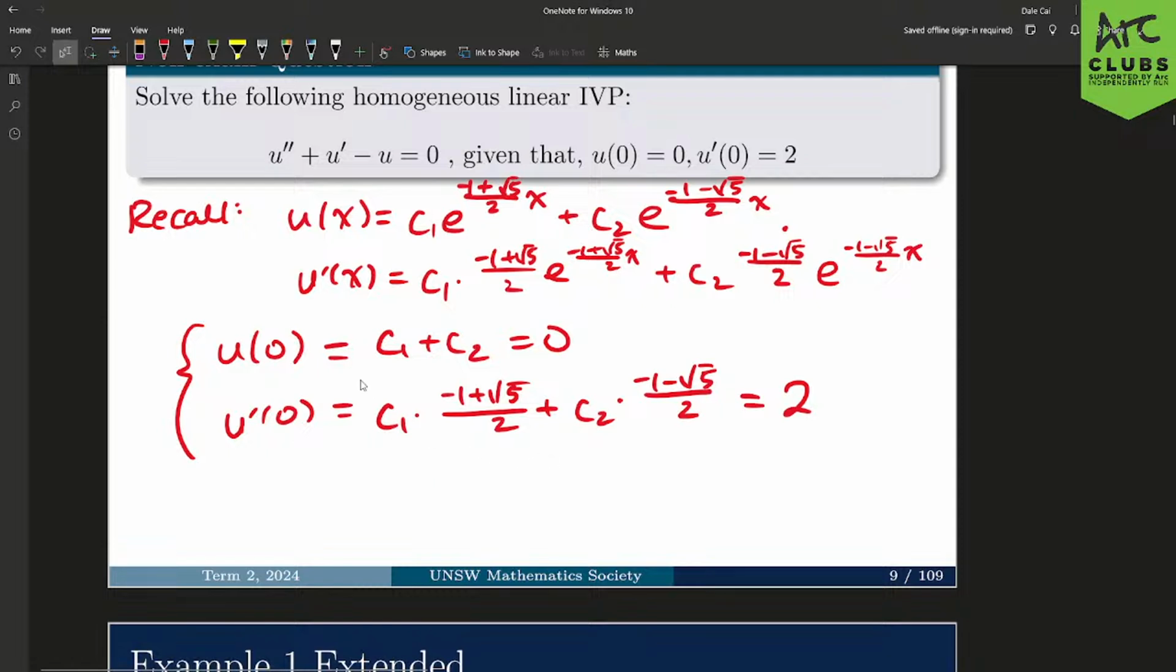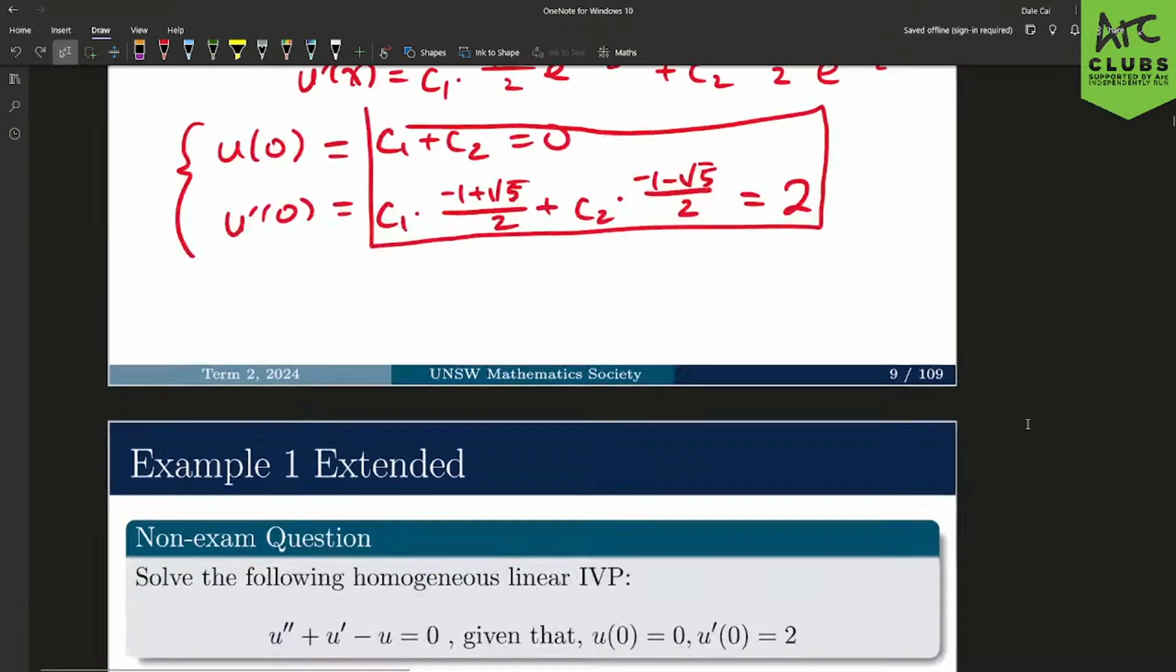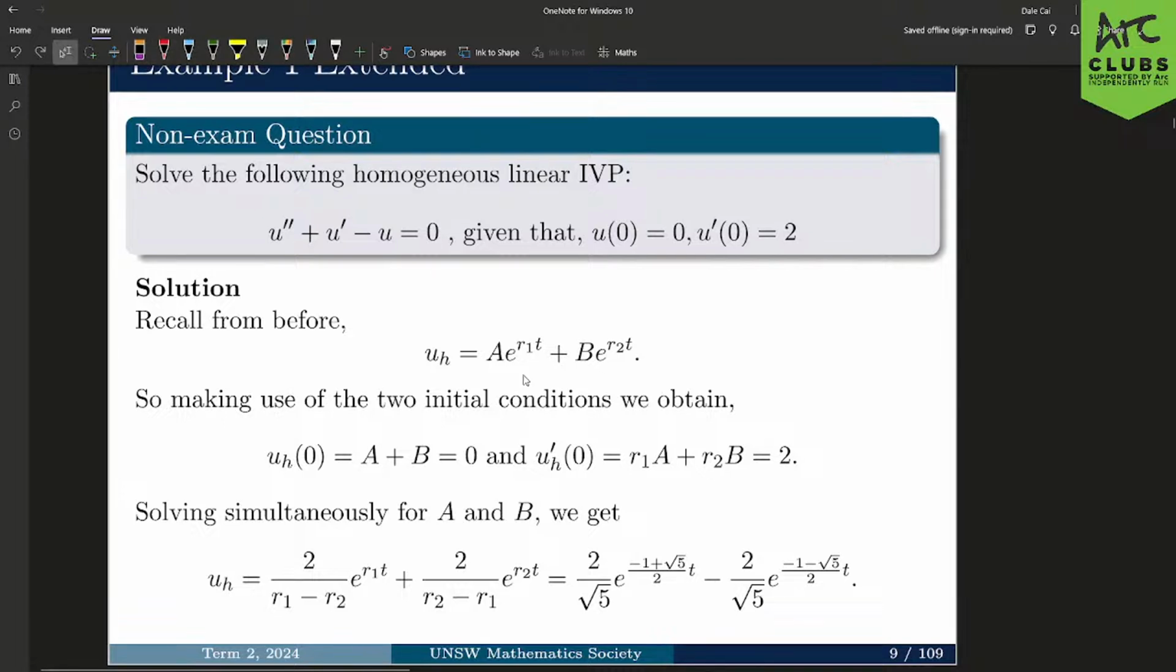And if you just solve these two equations, you should get the solutions. Well, actually, we'll see on the next slide what we get. Yeah, so they did the same thing, but they called it A and B instead. And they found that A was 2 over root 5, and B is negative 2 over root 5. Okay, cool. So solving IVPs is just solving as you normally would, and then plugging in values to figure out what the constants are.